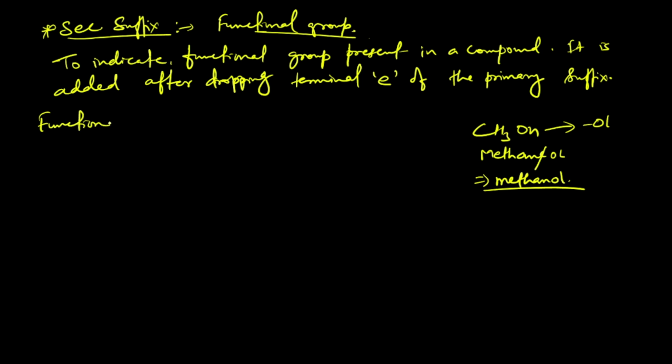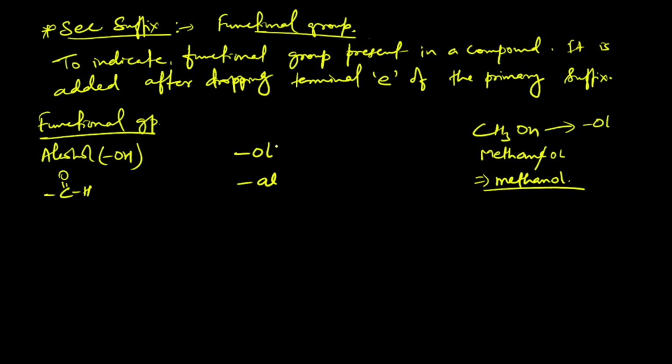I'll write only a few functional groups, not all, but as you practice, you will come to know. If it is alcohol, you will write OL. If an aldehyde group is there, you have to identify the functional group. This is the aldehydic group, so you will write Al, which means the terminal E you have to drop and write Al. If it is a ketone, with a carbonyl compound with a minimum of 1 carbon on both sides, then it will be one. If it is a carboxylic acid, then you write oic acid.